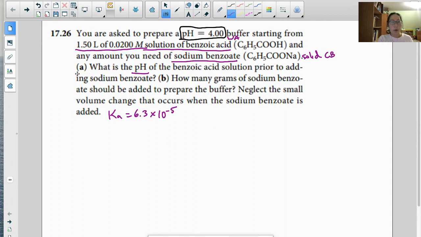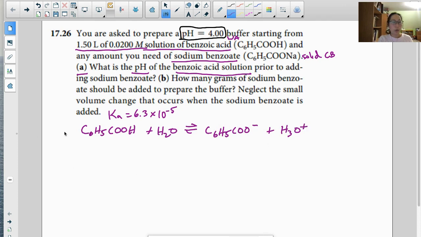All right, so in part A, all they want is the pH of the benzoic acid solution before you add the sodium benzoate, so just the pH of a weak acid solution. So here we're going to write out our acid-base reaction in water, in aqueous solution. The benzoic acid donates a proton to the water, forms benzoate ion and H3O plus. So here we're going to use our usual RICE table.